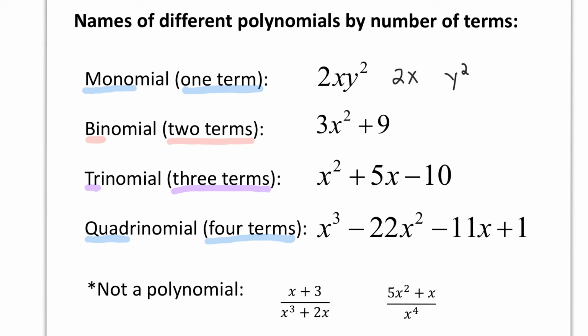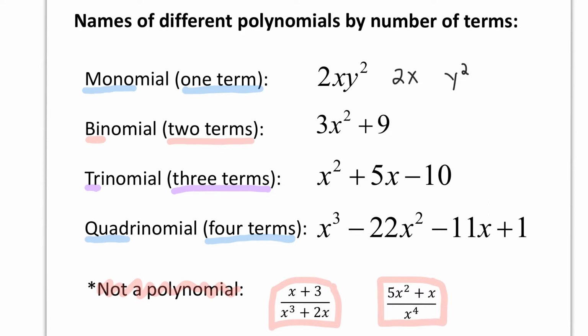Some examples that are not polynomials are on the bottom. We have a fraction here, x plus 3 over x cubed, or to the third power, plus 2x. When you have a fraction with variables on the bottom, that is not a polynomial. So this one is not a polynomial. And this one is another example. 5x squared plus x over x to the fourth power is not a polynomial because you have an x on the bottom of the fraction.